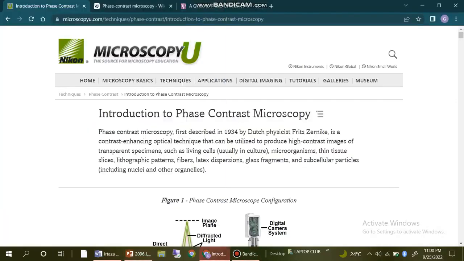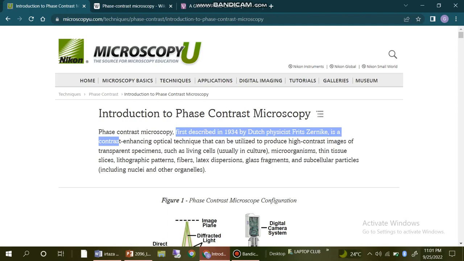Also you can see here the introduction to the phase contrast microscope. Phase contrast microscope was first described in 1934 by the Dutch physicist Frits Zernike.